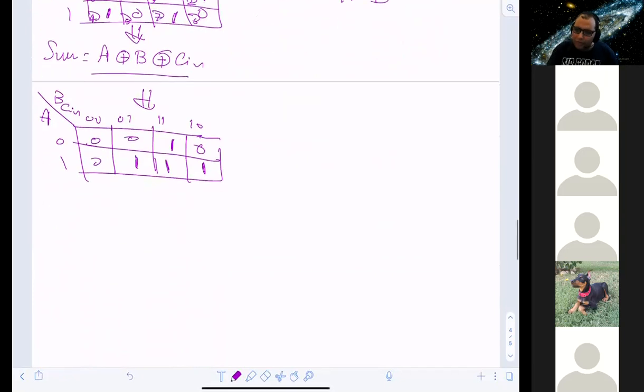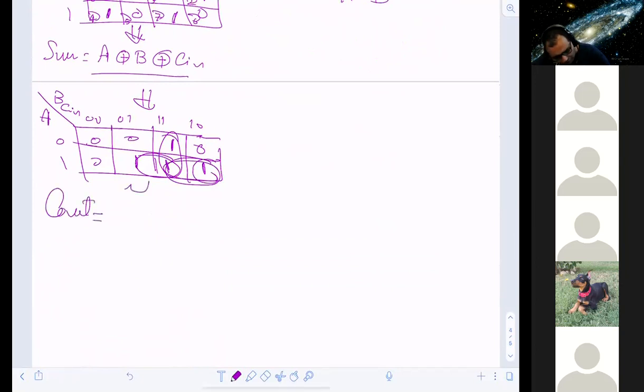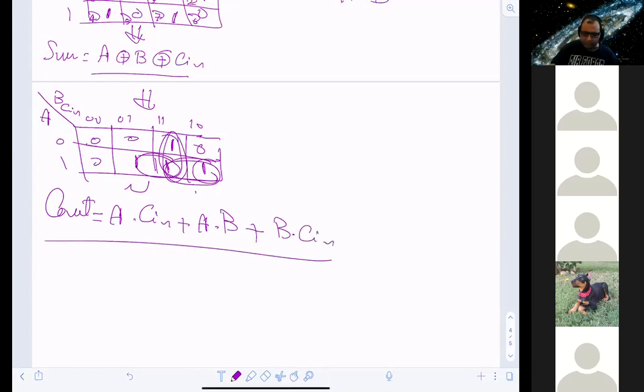So in that case, how many groups do I have? 3, right? 1, 2, and 3, right? So the carry out is going to be what? This group will be A with CIN. This group will be A with B. This group will be B, CIN. What do you guys think?